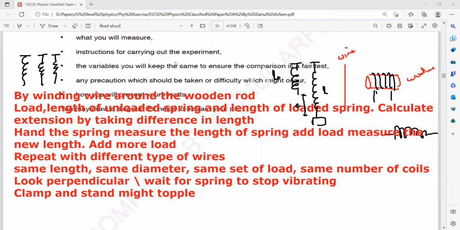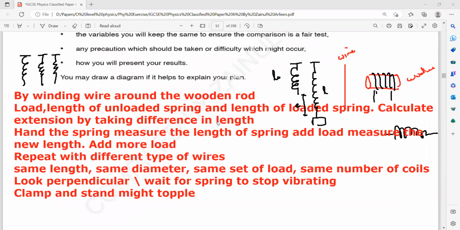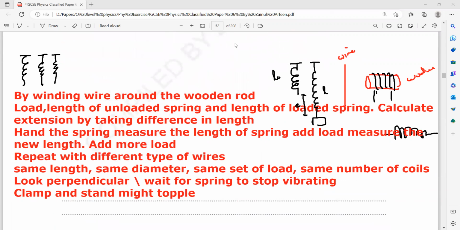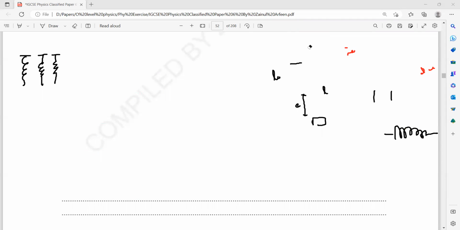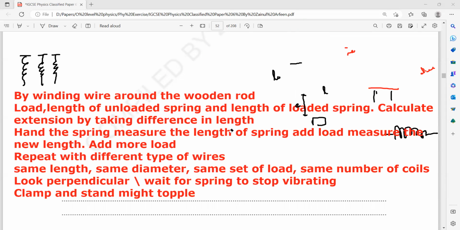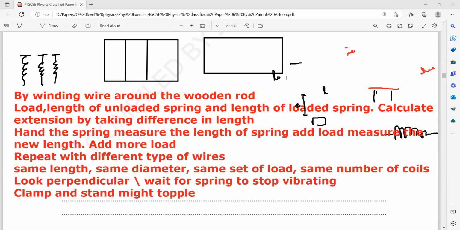And the last one, how you will present your result. Whenever we want to present our result, we represent it by a table, and the table must have column headings. Or we can also plot a graph. For example, we have material A: load, and extension for material A. You can have both on the same table, or draw a separate table. But the table must have column headings.